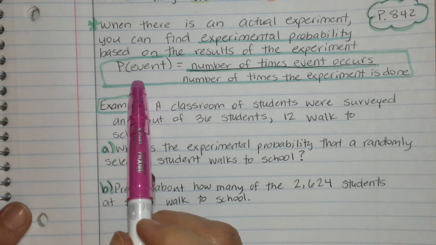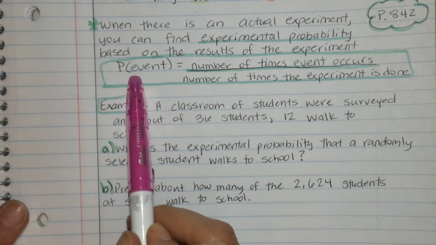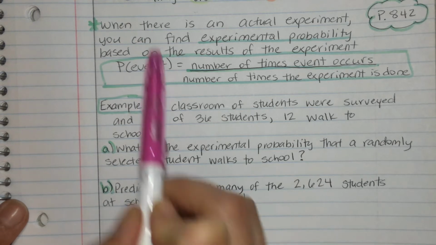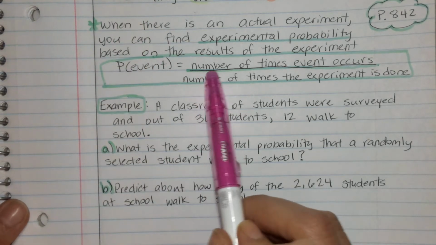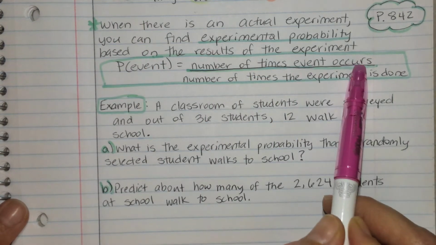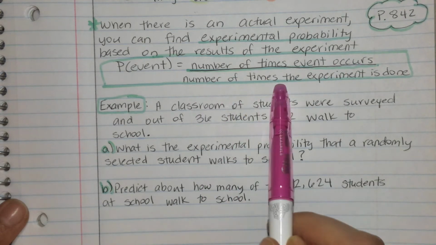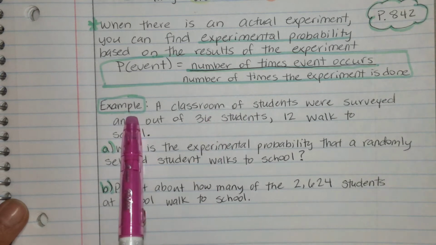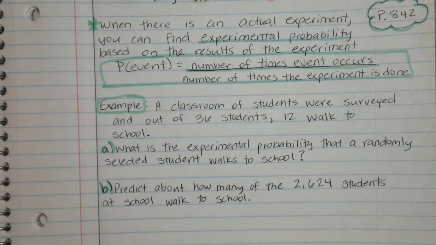So for experimental probability, this is how we're going to calculate it. The probability of an event is very similar to what we had above, but it's the number of times an event actually occurs divided by the number of times the experiment is done. And then here's our example. Again, you might need to pause and write this down.